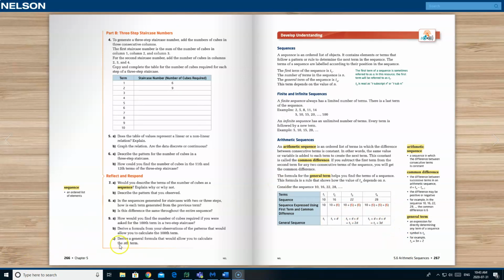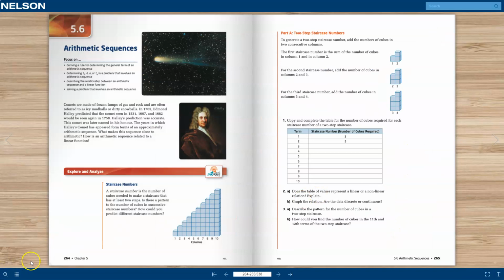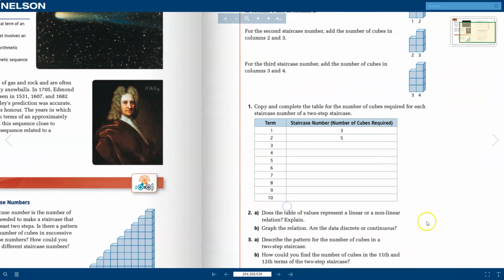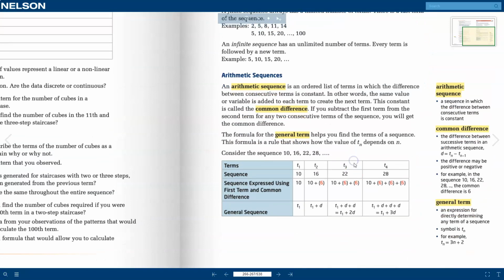Maybe we'll look at this chart here as well. Let's zoom in a bit and flip the page. There we go. For this equation, we have a little chart that they created. T1, T2, T3, T4 are term 1, term 2, term 3, term 4. And the value of each term in the sequence is 10, 16, 22, and 28. You can see that this is an arithmetic sequence because each value is going up by 6, right? 6 more.